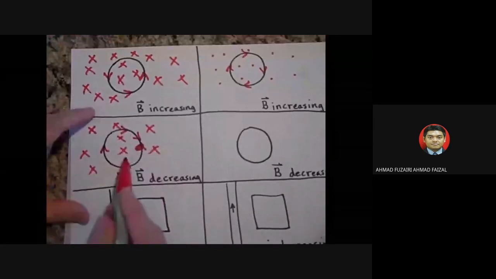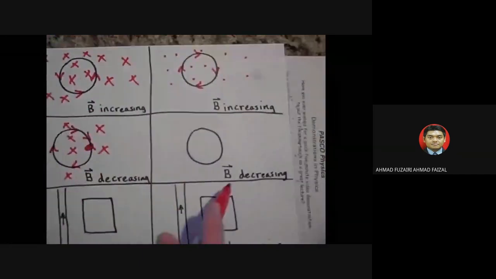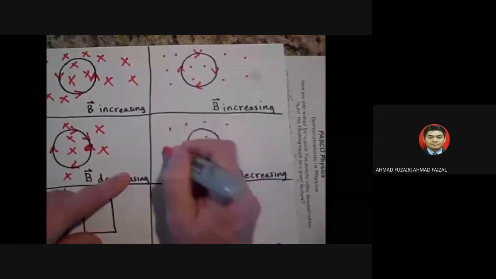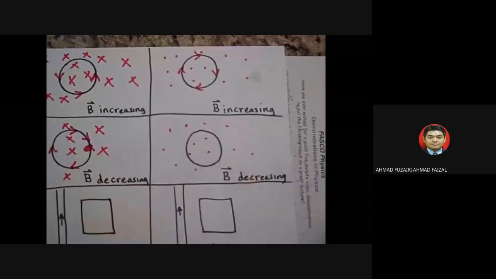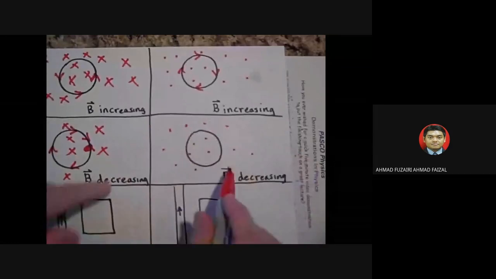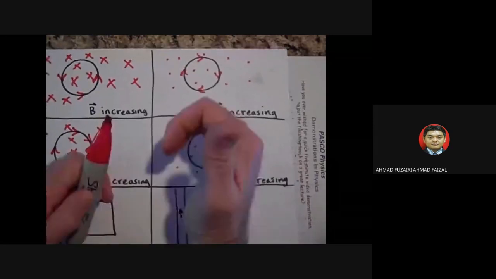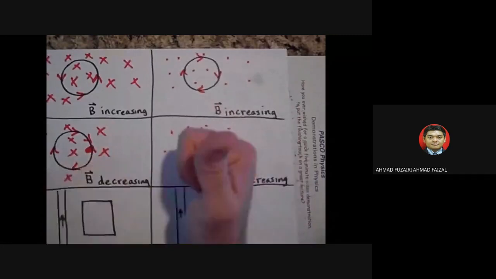Come on over here with me. Now let's put some dots in here. That means the field is coming toward us. So now the B's are decreasing, so it's going to try and make its own field that's coming out. And to make a field that's coming out, it's going to go this way. See how that makes a field coming out?